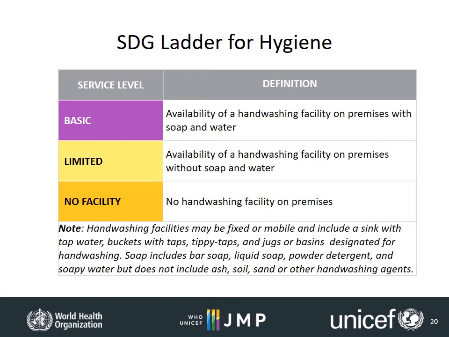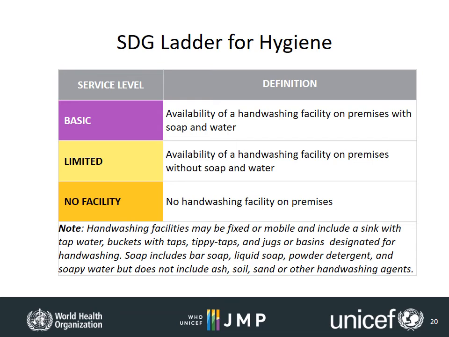Last but not least, the JMP also tracks progress on hygiene, and we have developed a new service ladder for SDG reporting. The new SDG indicator 6.2.1b is the population with a handwashing facility with soap and water available at home, which the JMP calls a basic service. If households have a handwashing facility on premises which lacks either soap or water, we call that a limited service, and we also track the proportion of the population with no handwashing facility at all.